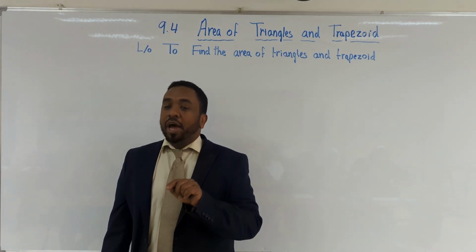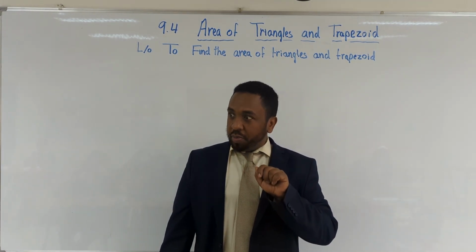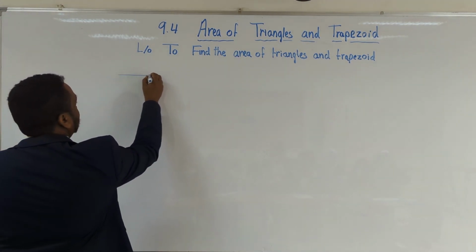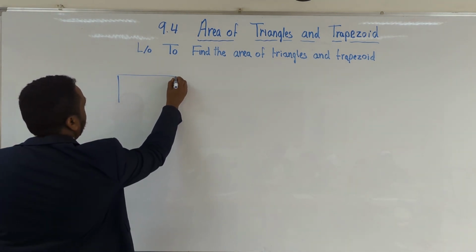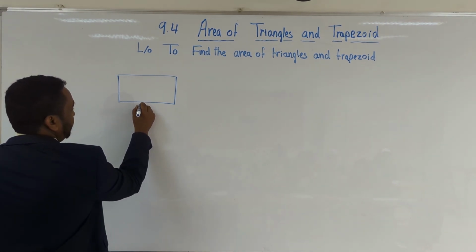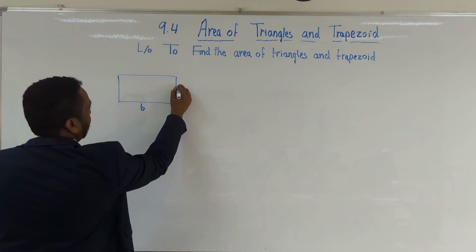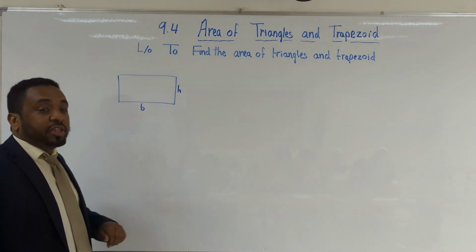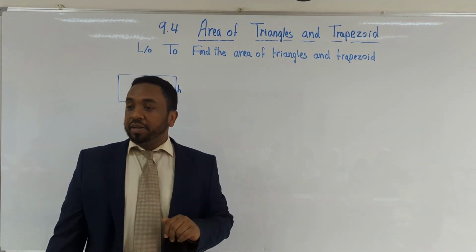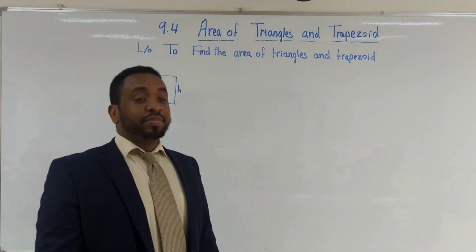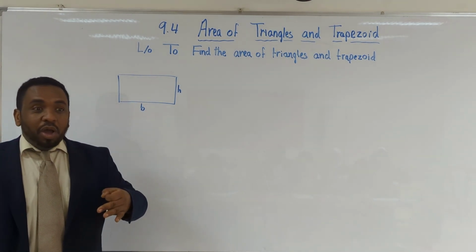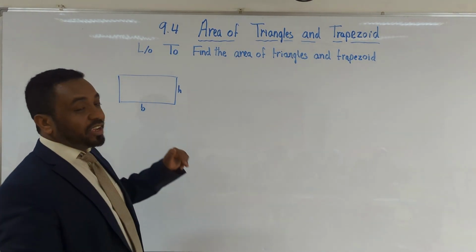Remember, last lesson we learned how to find the area of a rectangle. Do you remember all that? Okay, let's start with that. If I give you a rectangle like this and ask you to find the area, here we have the base and the height. We can also call them the length and the width. How do we find the area of this rectangle? You multiply the length by the width. Is that correct? Yes.